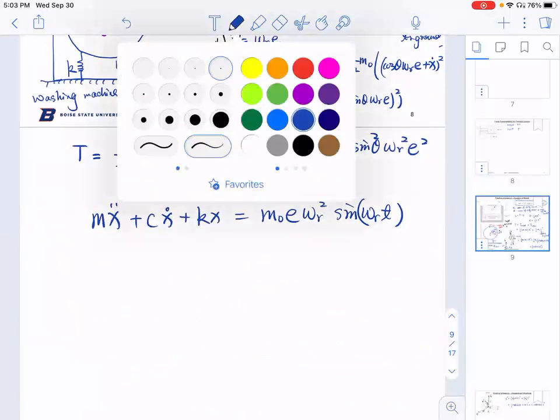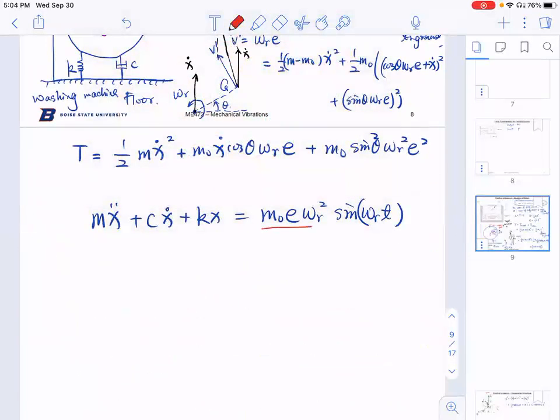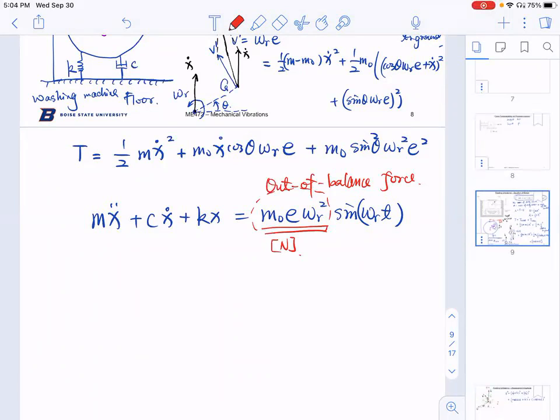So as you can see, in front of these coefficients, m times angular speed times a displacement, that has a unit of force, unit of Newton. So we usually define these coefficients as out of balance force. So that means this force depends on E, m naught, and omega r.